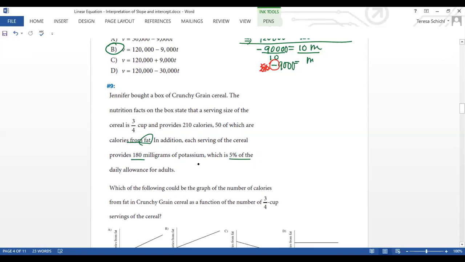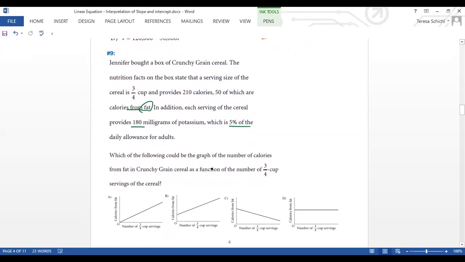Typically this type of problem will most likely be a very easy problem, just to see if you have the patience to finish reading or not. So let's say, which of the following could be the graph of the number of calories from fat in the crunchy grain cereal as a function of the number of 3/4 cup servings? Don't get confused about the 3/4 cup of servings here. This is just a serving size. Don't let this one scare you.